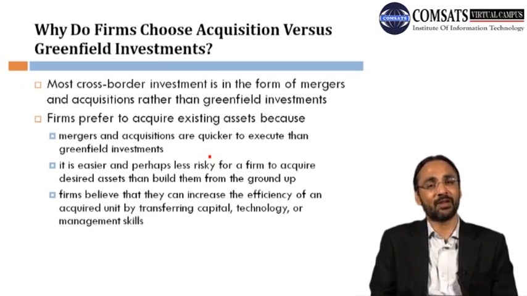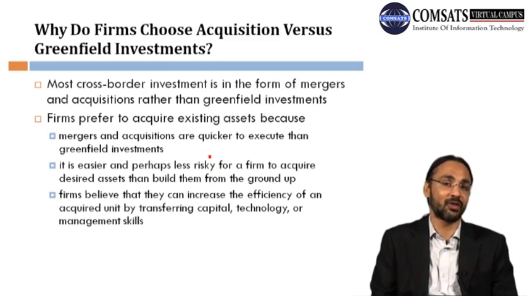For greenfield, they have to apply, they have to consider the trade barriers and the contracts between the countries, and they have to pass their request to install a new production unit. There are a lot of processes they have to consider, and they have to see the trade barriers as well. On the other hand, merger and acquisition is quicker to execute than greenfield.